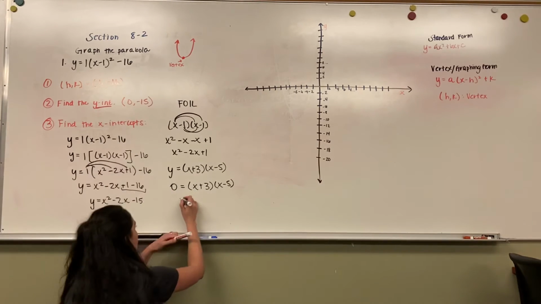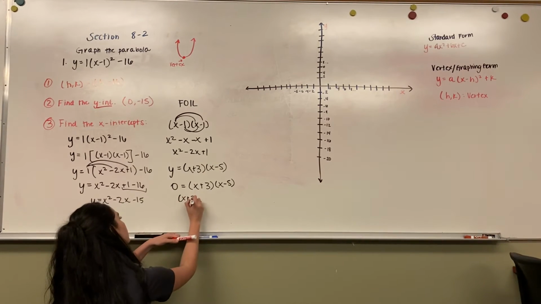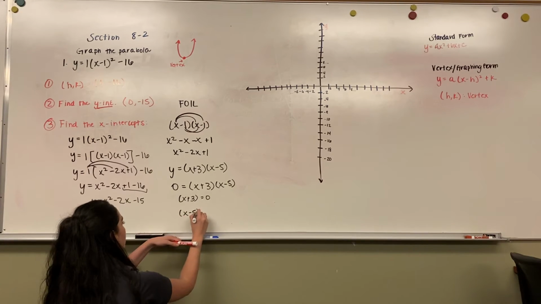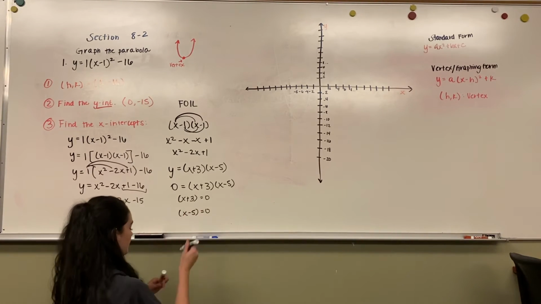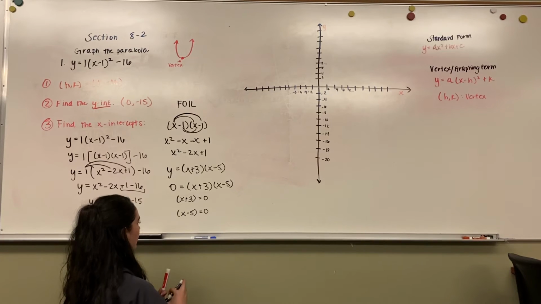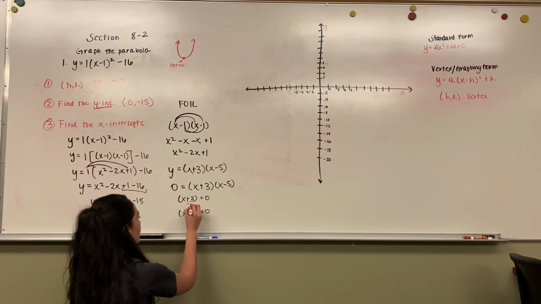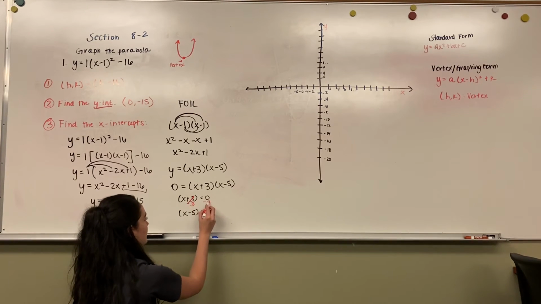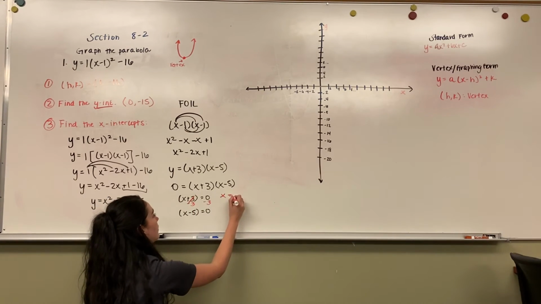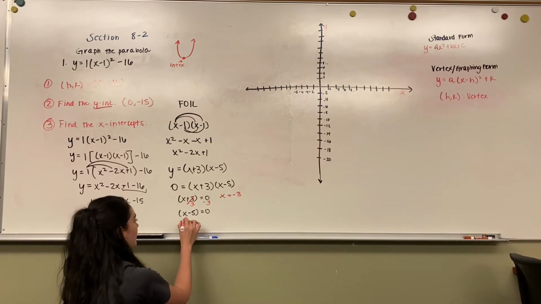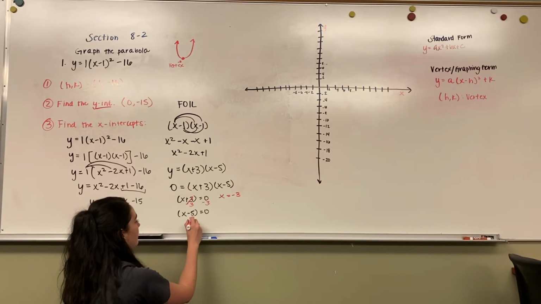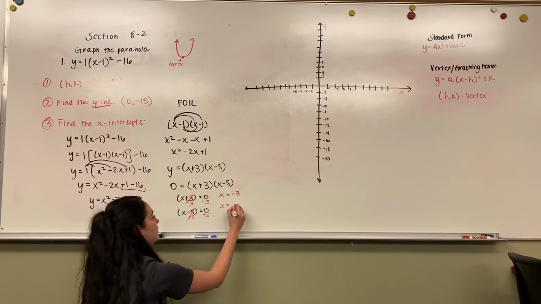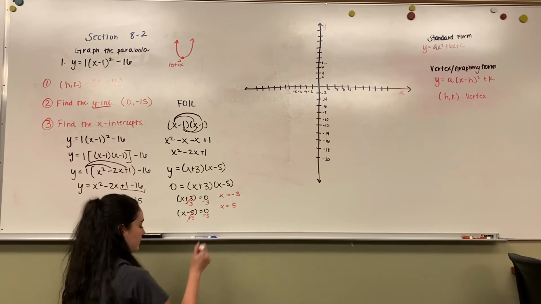That means that x plus 3 equals 0, and x minus 5 equals 0. So how do we solve for x here? If we subtract 3, we cancel 3, and we subtract 3. That means that x equals 0 minus 3 is -3. And here, we need to get x by itself. We need to add 5. And x equals +5. 0 plus 5 is 5.